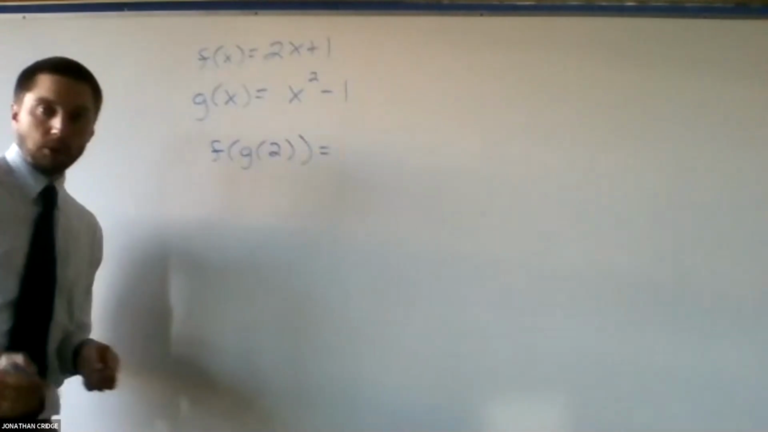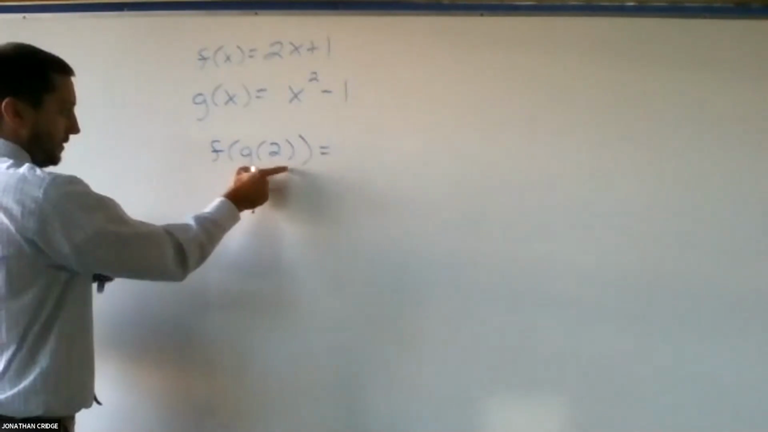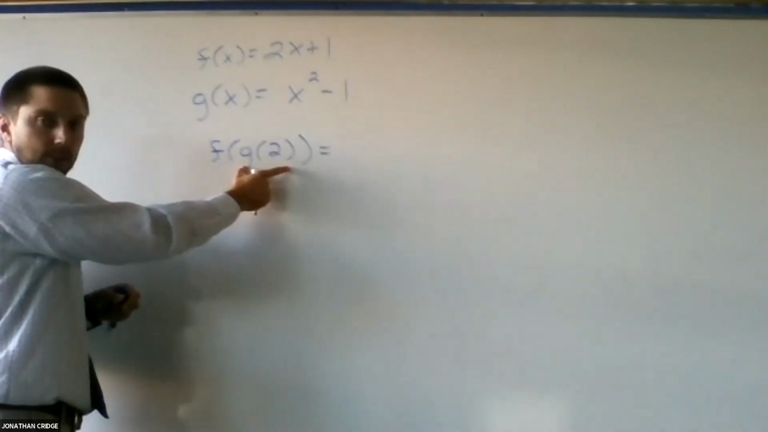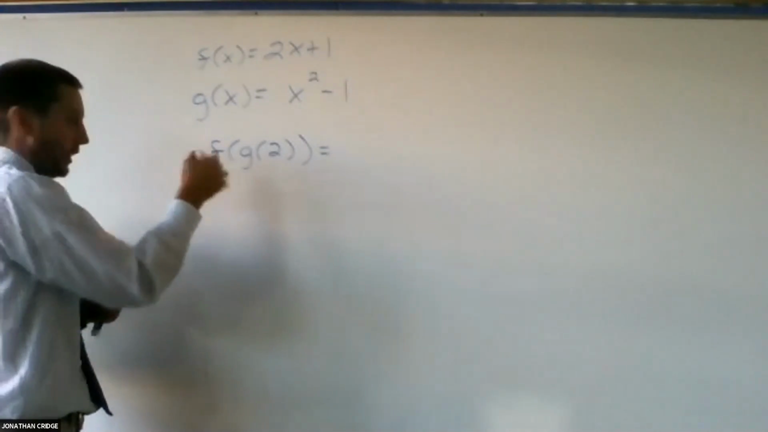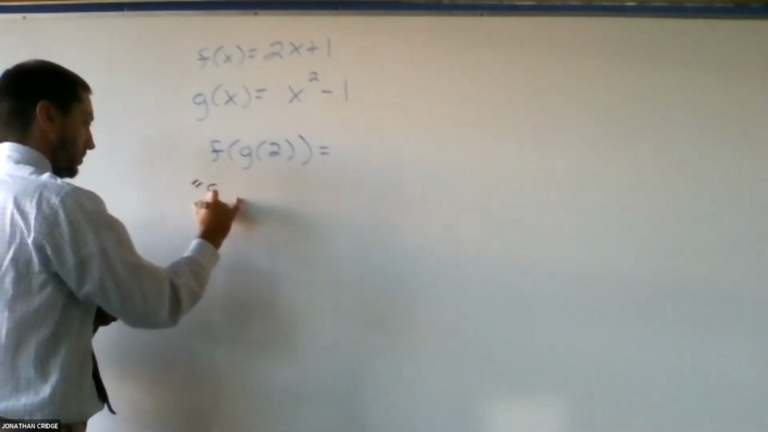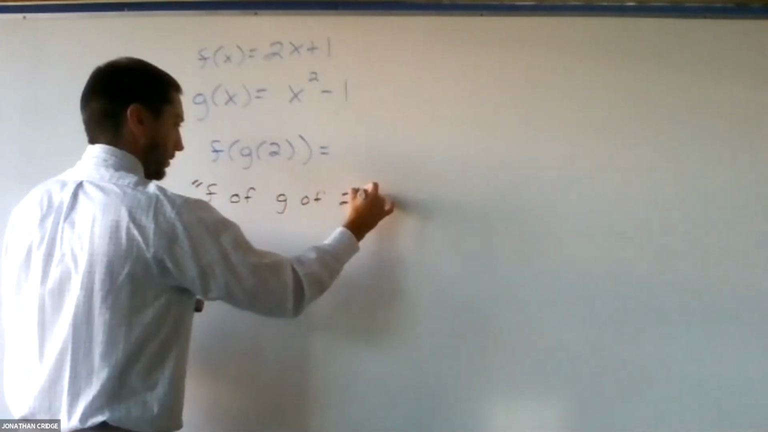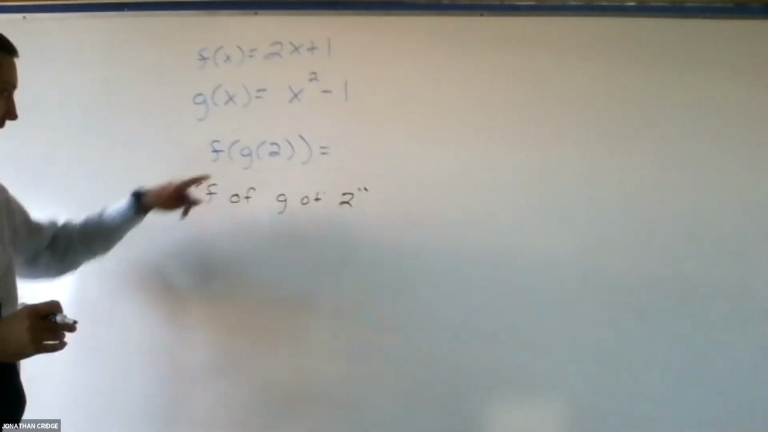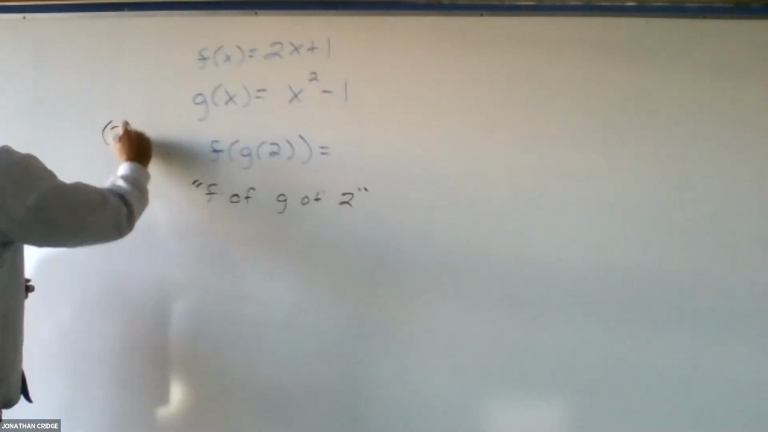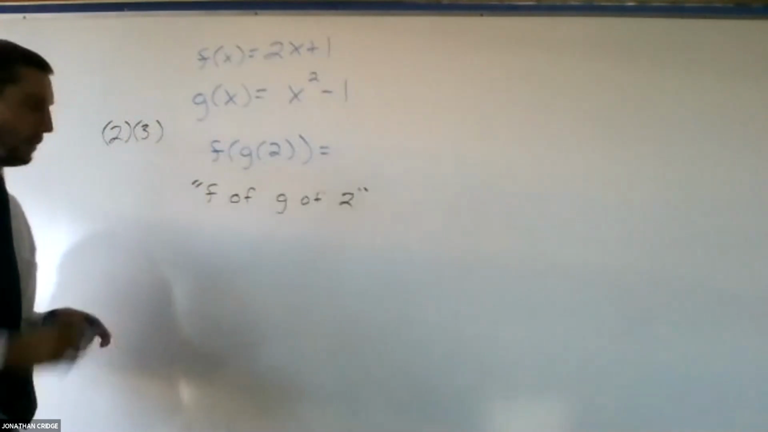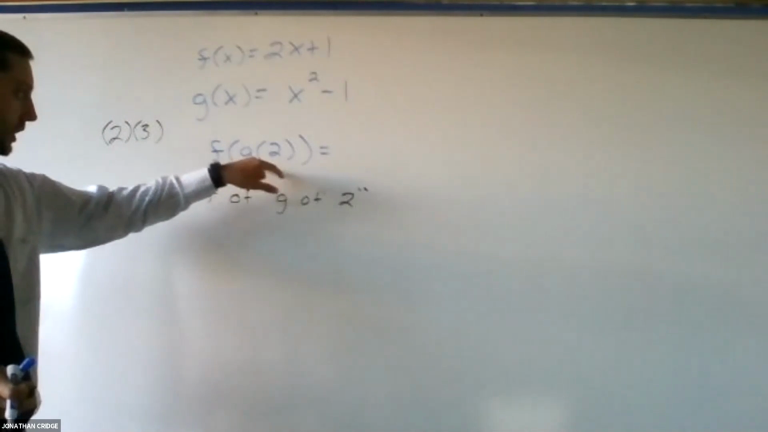Okay, so let's first talk about what the heck this notation means. So this notation means I'm going to find g of 2, and then whatever that g of 2 is, I'm going to plug that in to my f function. Okay, so first of all, let's talk about how to say this. I would say f of g of 2. That's what I would say out loud. Remember, parentheses, when I'm talking about multiplying 2 numbers, this would be like 2 times 3, but that's not what we're doing with our function notation. So this is f of g of 2.